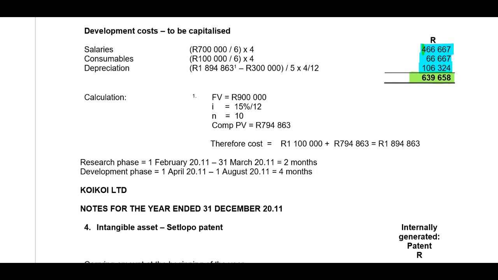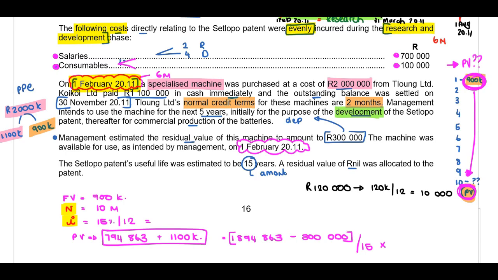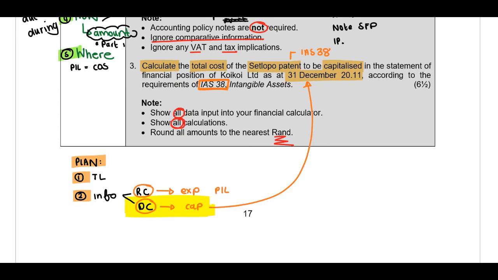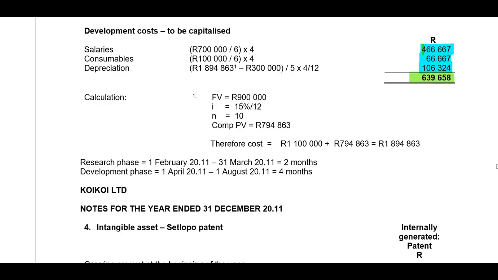and we will have a cost in terms of our development of 639,658. Okay, therefore, in terms of the requirement, remember we had to calculate the total cost, and we have answered this question. The total cost will be 639,658.